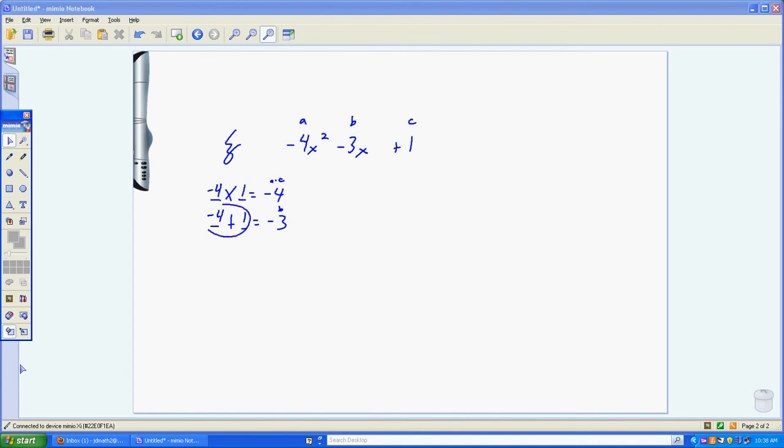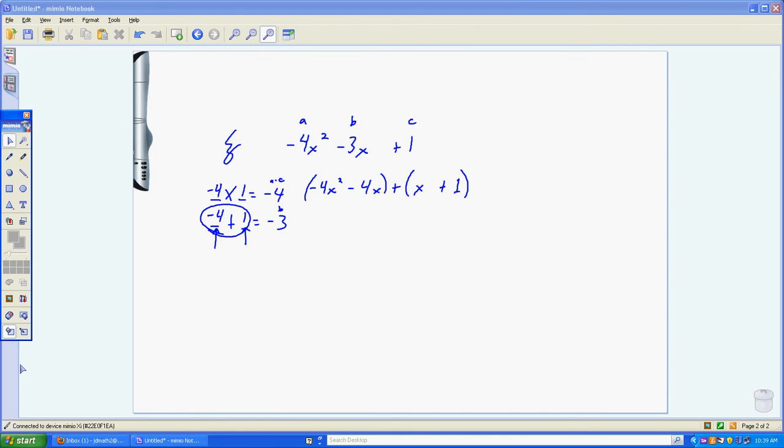I always circle my splitter. Always, always, always. Because that way I don't confuse it with replacing the middle term with the actual product and sum. Just replace it with the numbers we found. So again, I'm going to use my splitter. Split up the negative 3x into negative 4x squared minus 4x from our magic square right here, plus 1x from our magic square right there, plus 1. And again, I'm going to put some brackets here so I can factor by grouping.